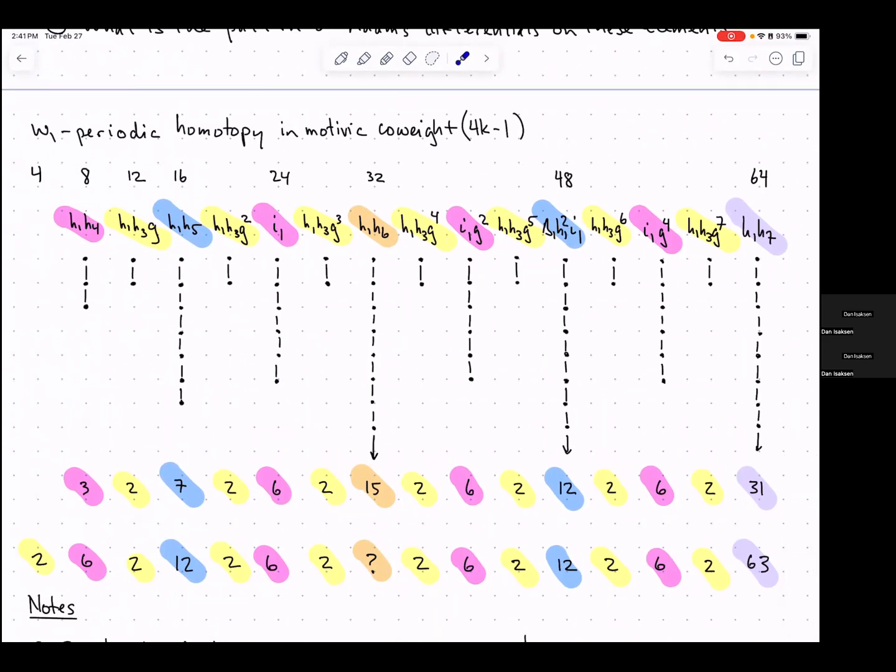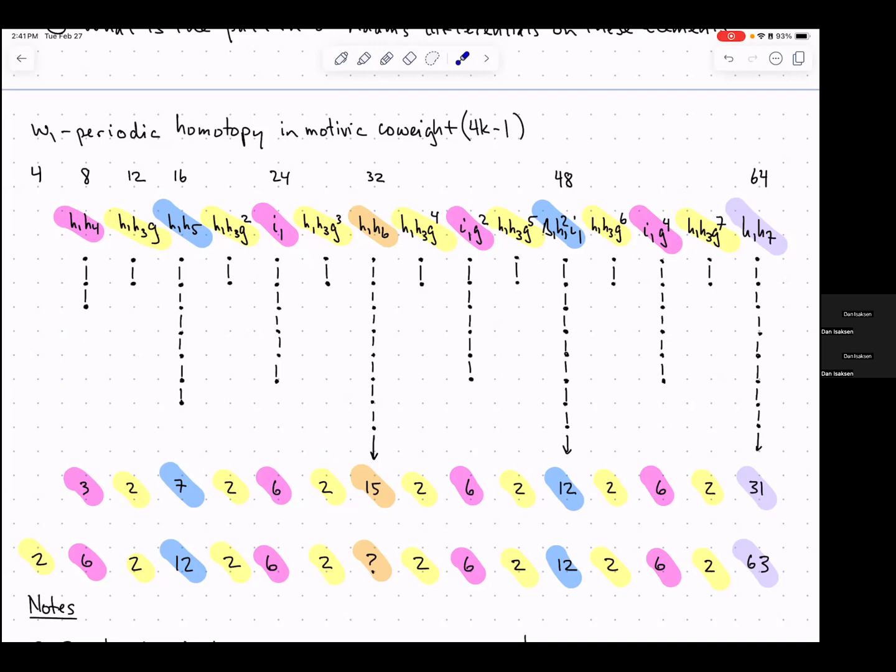I've written here the names of the elements. There's the H1H3G that we talked about a few minutes ago, H1H3G squared. The yellow ones are that family that we talked about earlier. And then there's H1H4, H1H5, some element I1, that's the double of I, and so forth. There's something here with some goofy name that's probably not so important. And then here I'm writing down the eta orders. These are eta towers, the lengths of the eta towers in C-motivic stable homotopy.